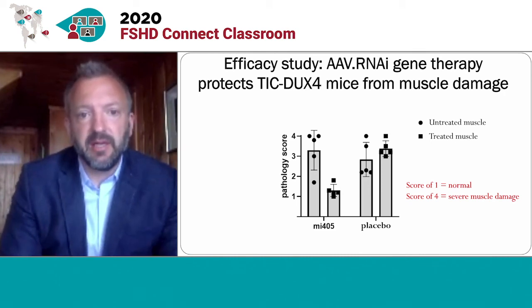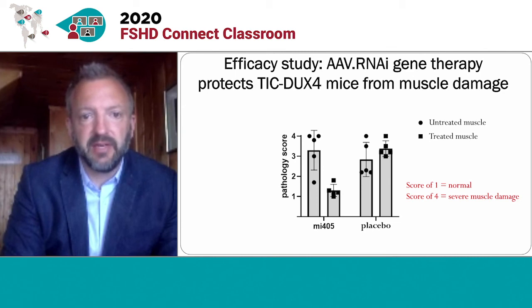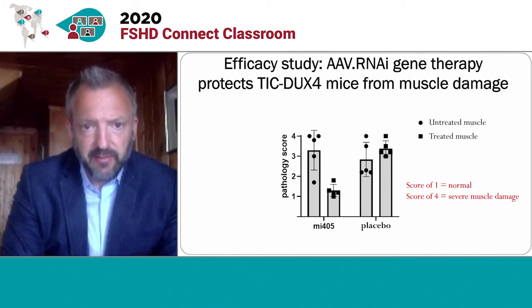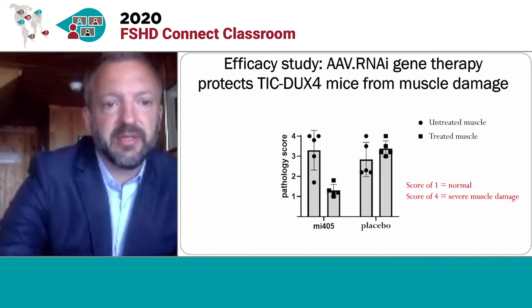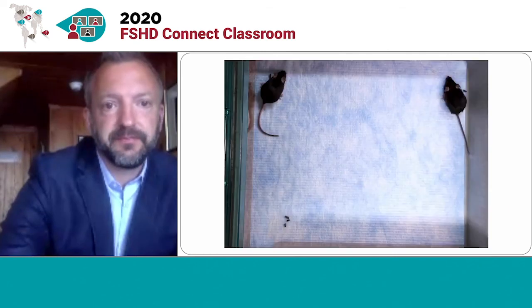And when we quantify this, we have a pathology score, and we've done this with a number of mice. We give them a score based on the amount of muscle damage, and a score of 1 is essentially normal, a score of 4 is severe muscle damage. You can see on the MI405 treated legs, we have a pathology score approaching 1, or it is 1 in many of the animals. Again, demonstrating that we're able to protect these muscles from DUX4 damage.